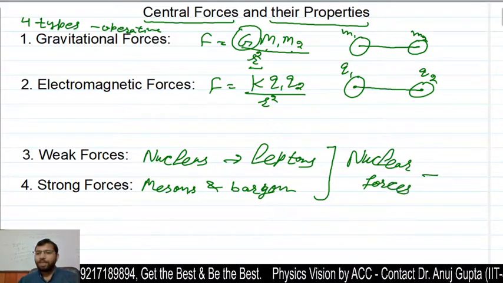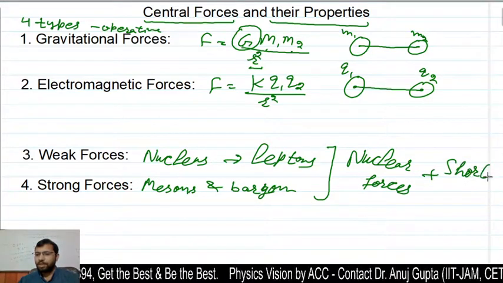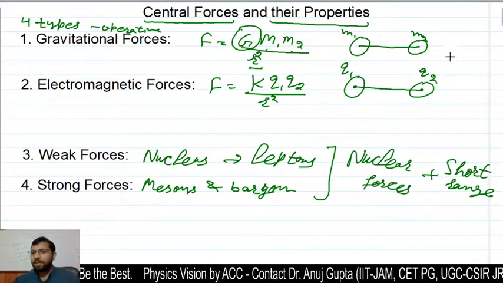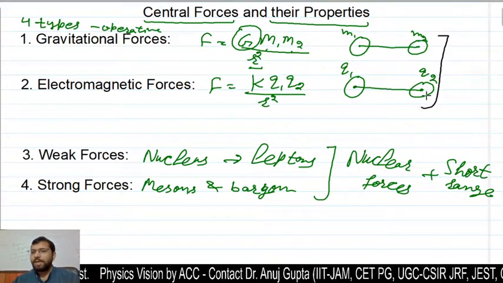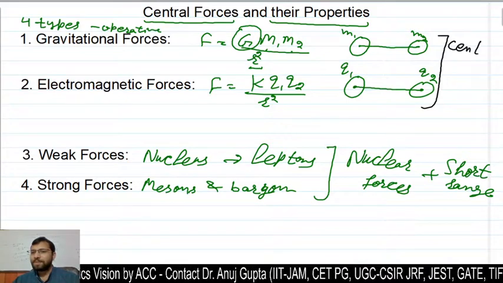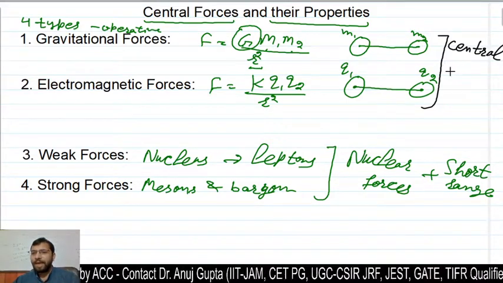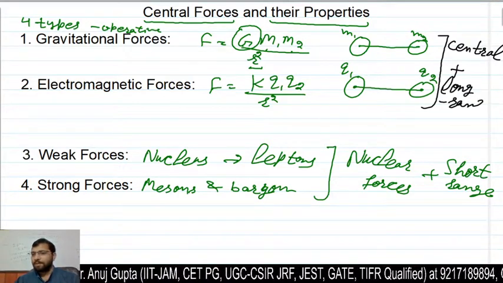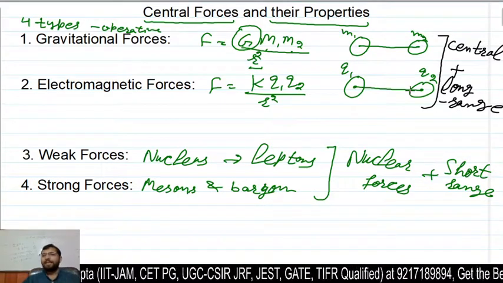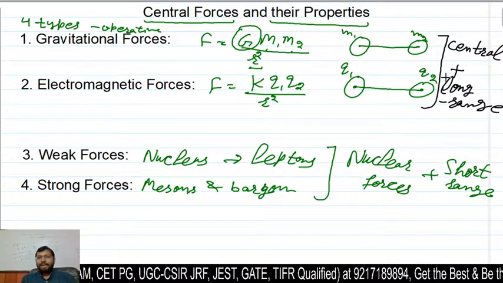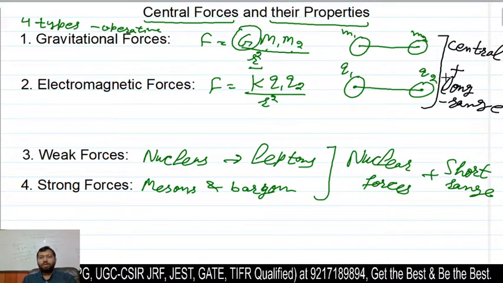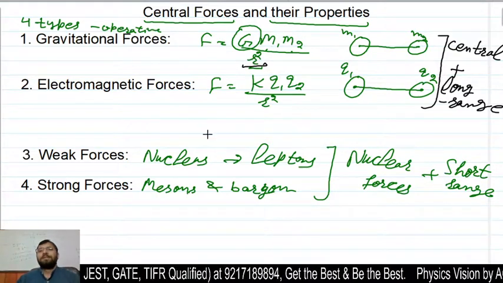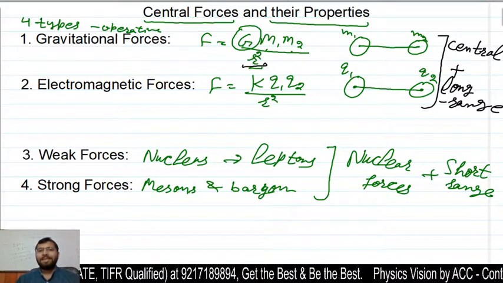And what is their nature? They are short range. Okay, but what about the other two? These two are central in nature, and these are long range forces. Okay, central in nature means the force interacts towards the center of the body. Okay, and the force of interaction also depends upon the central distance from the center.